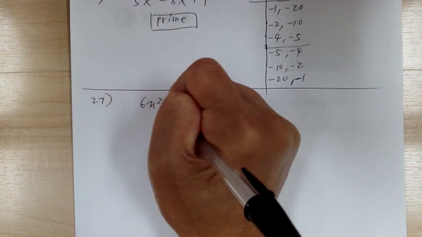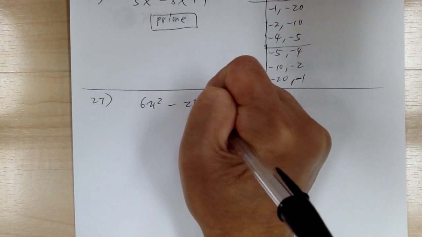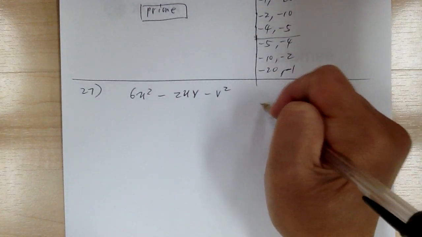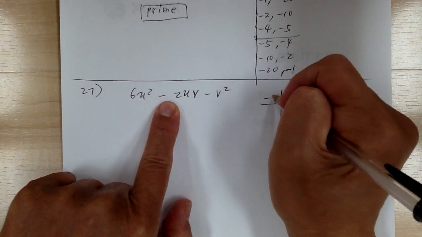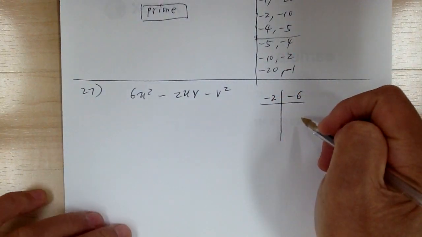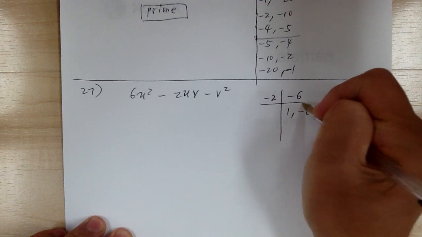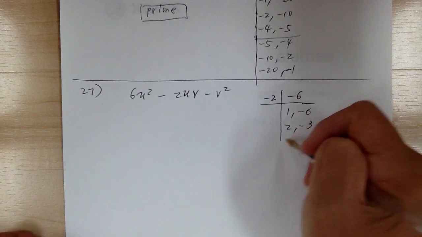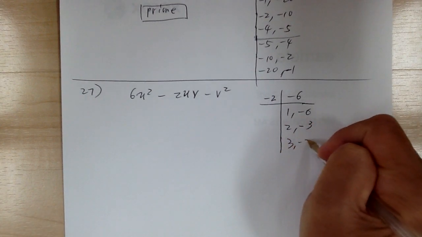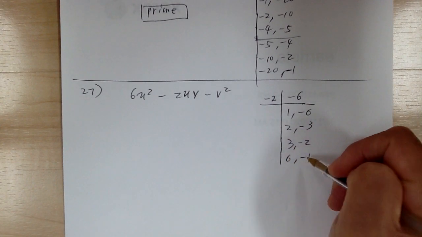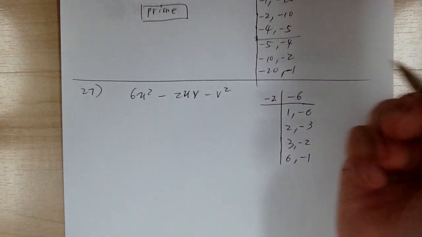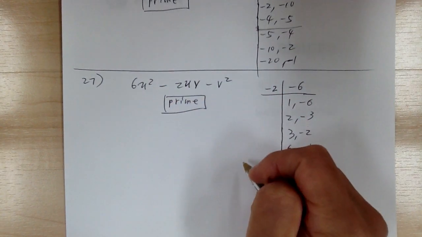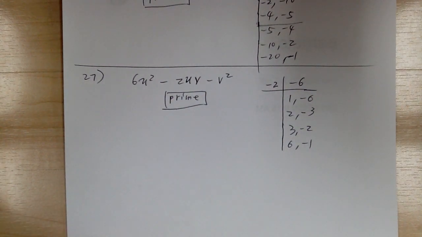6u squared minus 2uv minus v squared. Okay, so you can go through your steps. So it will be step 4, master product. So it will be negative 2, and this will be negative 6. So 1 comma negative 6, 2 comma negative 3. And after that, you're going to get 3 comma negative 2, and 6, negative 1. None of these match, so this is a prime. Okay, let's go to 29.